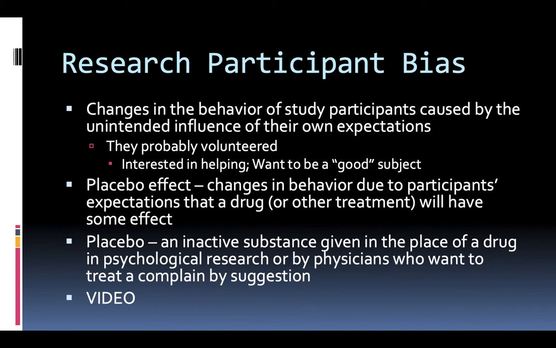So part of this problem is what's called the research participant bias. The changes in the behavior of the study participants could be caused by unintended influences of their own expectations. First of all, if people are taking part in a weight loss pill study, they probably volunteered for that study. They probably want to lose weight. They're motivated to lose weight. They're interested in helping. Also, people who enroll in studies typically want to be good subjects. They want to be good participants in your study. They want to see the effect, and they want you to see the effect. So they'll slightly alter their behavior. They'll alter their answers. That's what we call the research participant bias.